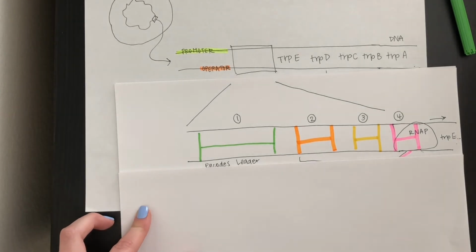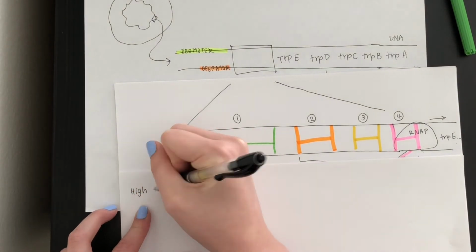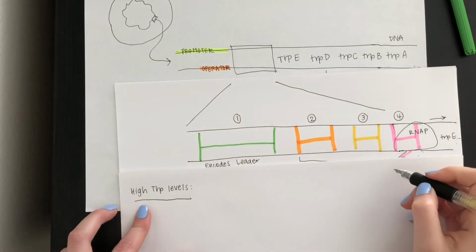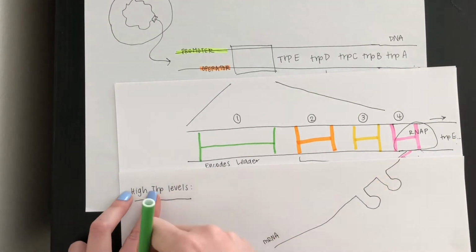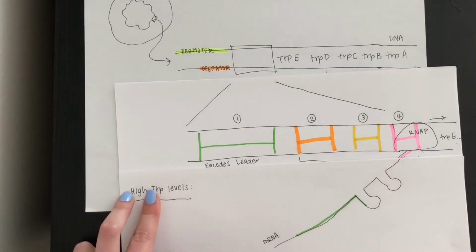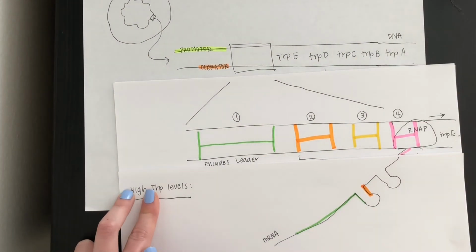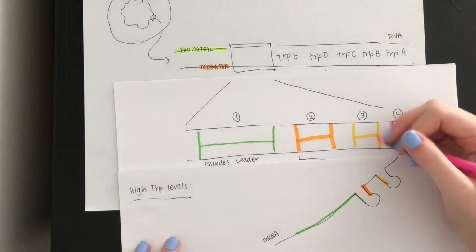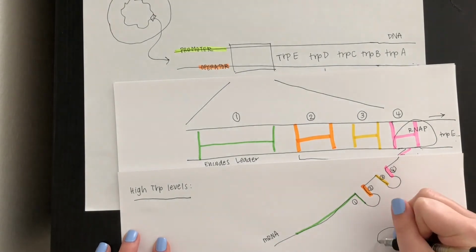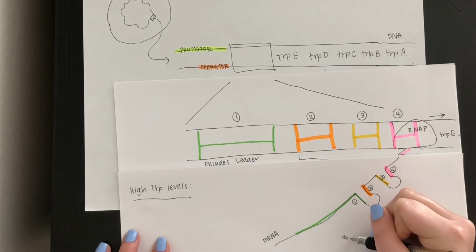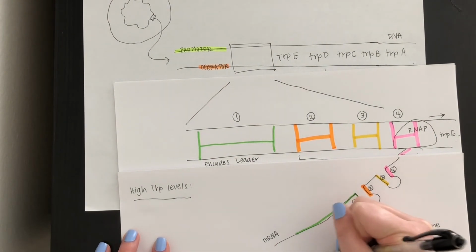When tryptophan levels are high, translation happens fast, easily translating the TRP codons in the leader peptide. In this case, 2 hairpins are formed. The second hairpin, formed by the third and fourth sections of mRNA, is called the terminator hairpin because it ends transcription before the enzyme subunits are produced. The ribosome disconnects from the mRNA and stops translating, and the RNA polymerase falls off of the DNA and stops transcribing.